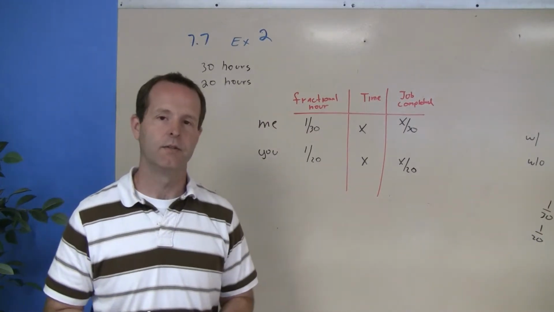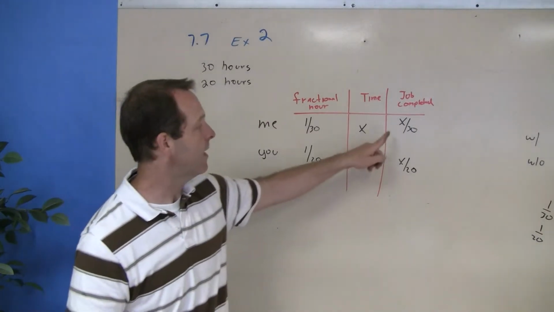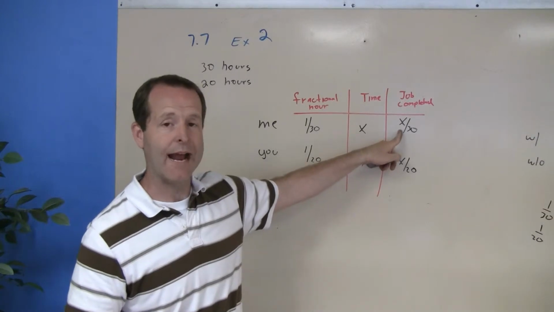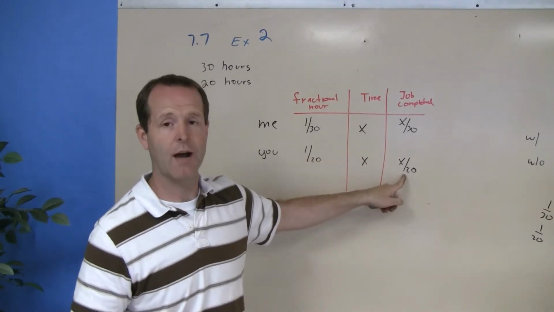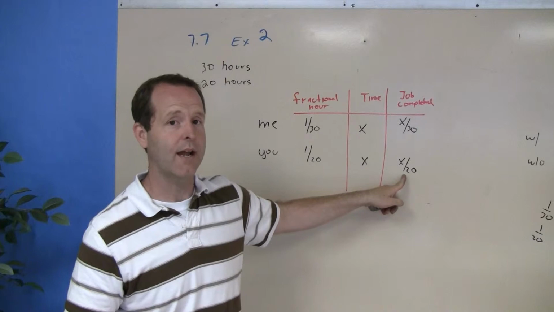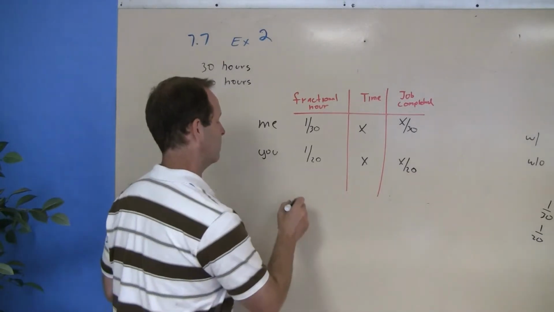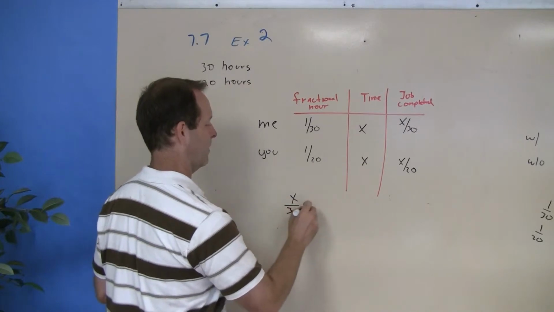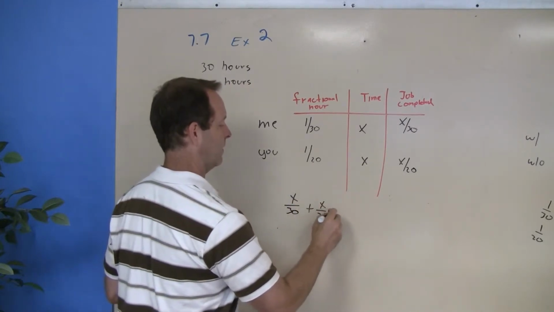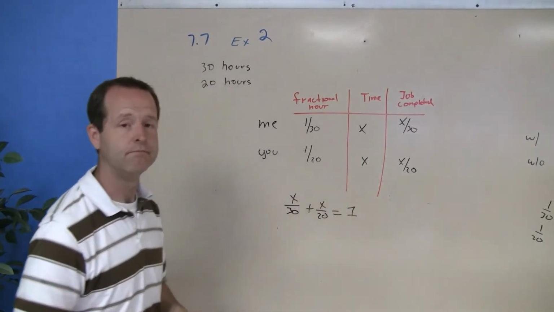Well, what does that do? Well, what it does is it tells me this is the amount of the job completed that I can do. This is the amount of the job completed that you can do if we work together. So we add these both, it'll equal one complete job. x over 30 plus x over 20 equals one complete job.